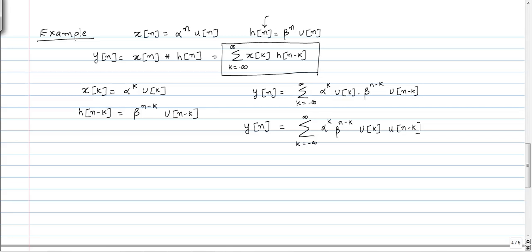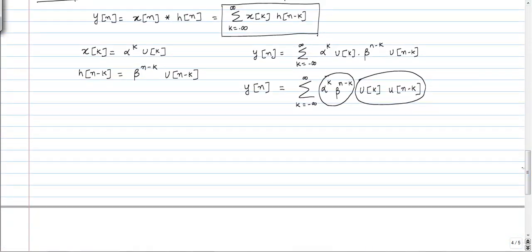So how do we evaluate this summation? Well, this looks like a term that is easy to sum, because I could write it as alpha over beta raised to k times beta to the n, and I can pull the beta to the n outside of the summation. But this term requires a little more thought. What is u of k times u of n minus k?